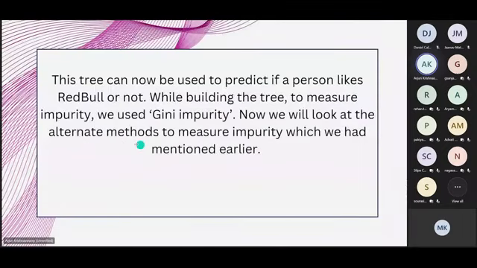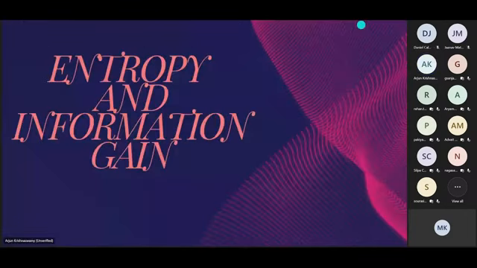As I mentioned, while building the tree, we used Gini impurity as our index to find the impurity values. But I had already mentioned that there are other ways, which include entropy and information gain. I didn't use that to build our tree, so I'll be explaining that with a simpler example and explain how it works. Entropy and information gain.